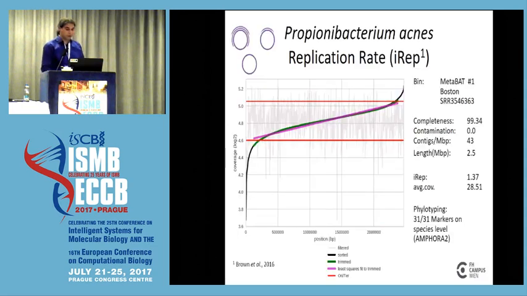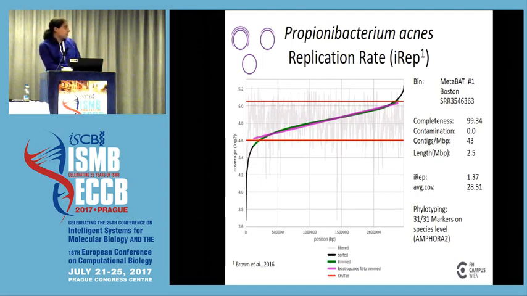And what I'm going to show here is an example. This is a bin from the Boston set I mentioned here, and with the tool IREP, I can now, with a bin which has at least 75% completeness and less than 2% contamination, estimate the replication rate of that species in my sample. How do we do that?